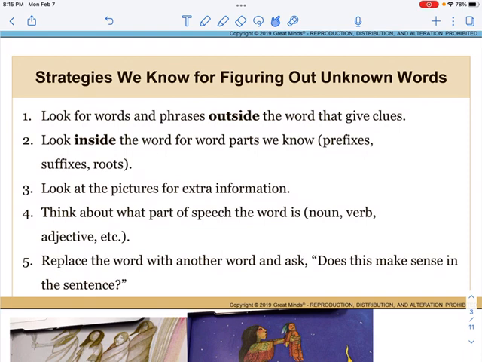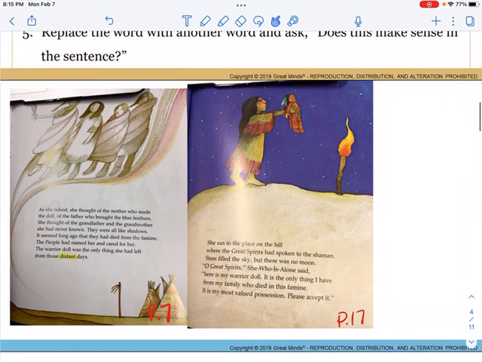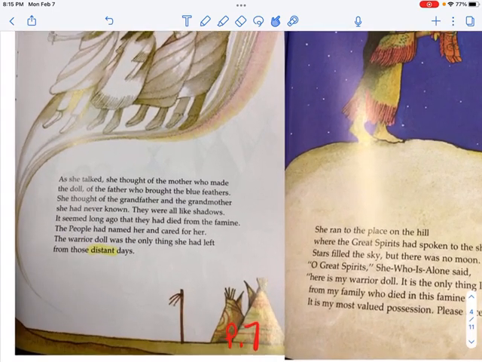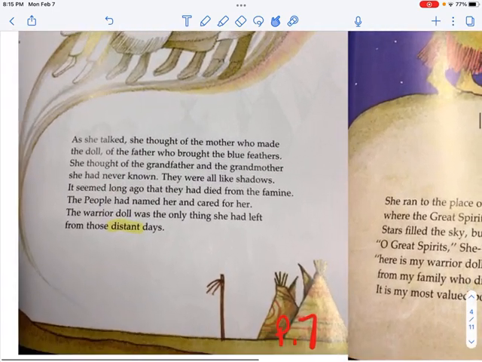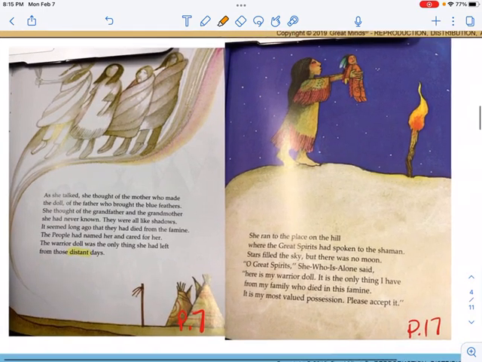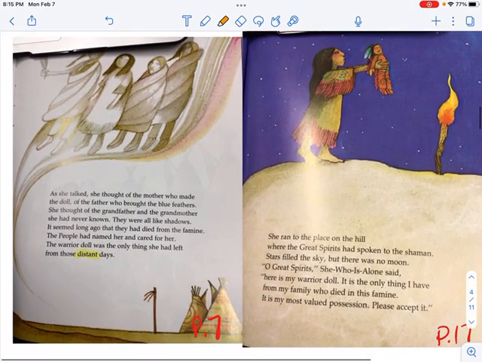We are going to take a look at page 7 of The Legend of Blue Bonnet. The word that we are focused on this page is the word distant. Think about those strategies that I just reminded you of, and let's try to figure out what the word distant means. Here's page 7, some pictures. I'll show them again after I read.